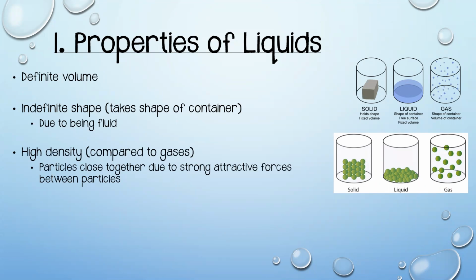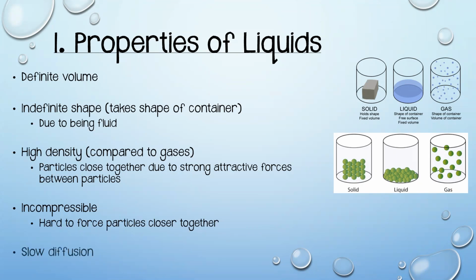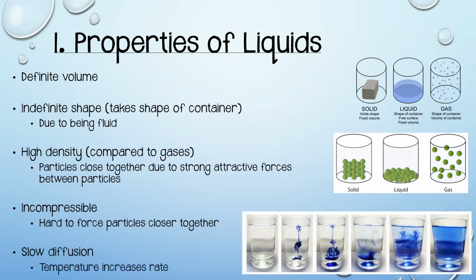If you recall back to our gases chapter, we said that gases have very low density. Liquids have a very high density, and it is because their particles are close together and there are strong attractive forces. Liquids are incompressible. The particles are pretty close together, so it's very hard to force the particles even closer together. And liquids have a slow diffusion rate. The way to increase their diffusion rate is to increase temperature.